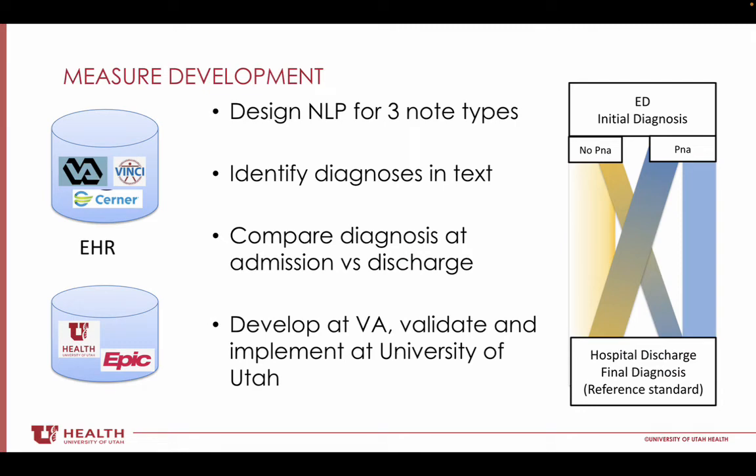And so in order to do this, we need to look into the text. At each of those time steps before, the emergency room, the chest x-ray, and the discharge, there's going to be a different note for each one. And so what this project does is it looks for diagnoses in the text, and then compares the diagnosis at the time of admission versus discharge. And this is used to construct a kind of pseudo-quality measure of diagnostic excellence. And so we developed this in the Department of Veterans Affairs, but also validated and implemented it at the University of Utah, showing that NLP can also scale across different systems.